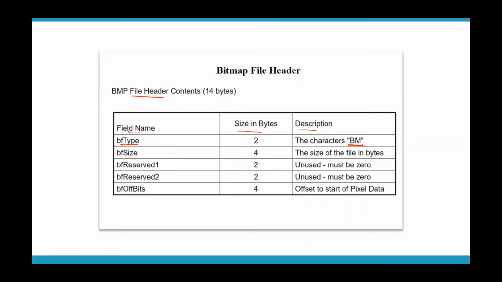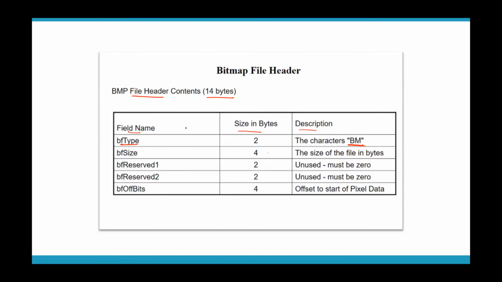The second field is BF size, which means the size of the file. The size of the file in bytes is mentioned in that field. You can see here that every field takes up a certain number of bytes. In total, your bitmap file header will be 14 bytes. The BF type field has a size of 2 bytes, the BF size field has a size of 4 bytes, then you have two other reserved fields which take up 2 bytes each, and then you have an offset field which takes up 4 bytes. So every bitmap file header will be 14 bytes. That is the size of the whole file header.